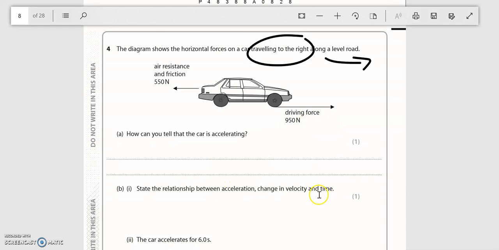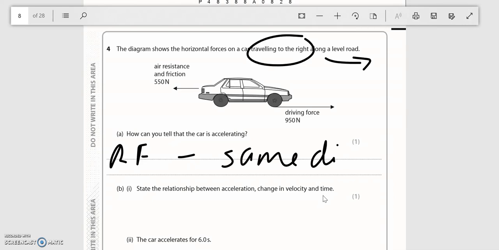Now the perfect answer for A is that there is a resultant force in the same direction the car is travelling. So resultant force in the same direction the car is travelling. It will let you get the mark if you say that the forces are unbalanced, but that's a better answer.